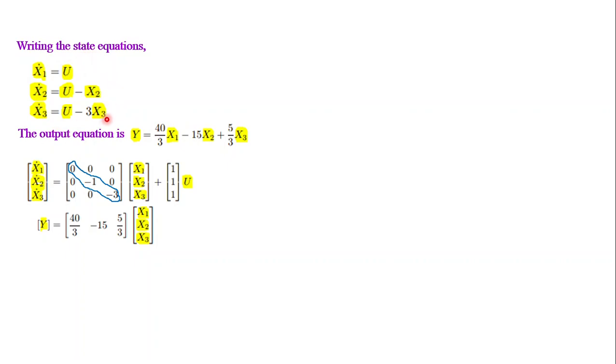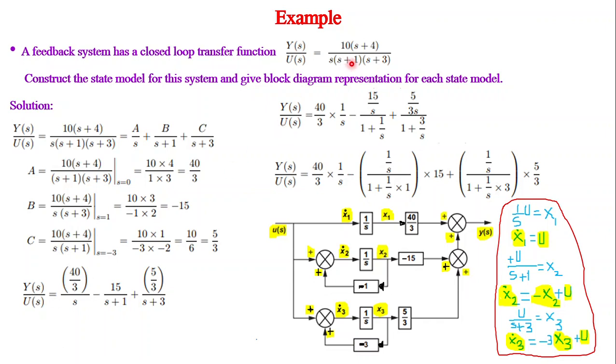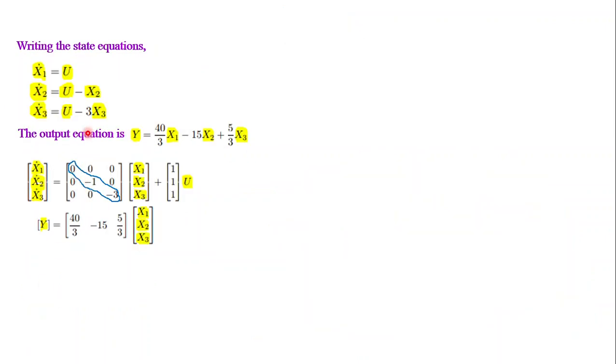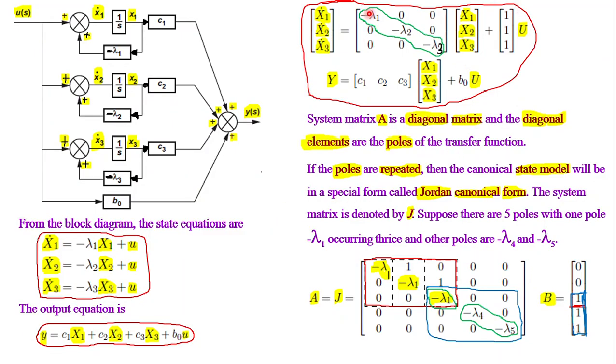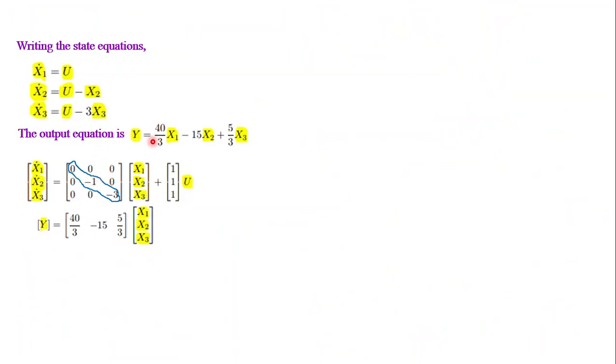So we can write these two, that is state equations and output equation, in the vector matrix notation in the same way in which we have generalized. Here there is no x1 term because the pole is 0. Pole is at origin. The second pole is minus 1. Third pole is minus 3. So it's a diagonal matrix. No repetition, so no Jordan canonical form. x1, x2, x3. All the elements are unity. Same form as this. These are the residues. That is how we got them. So the residues are 40 by 3, minus 15, 5 by 3, x1, x2, x3.